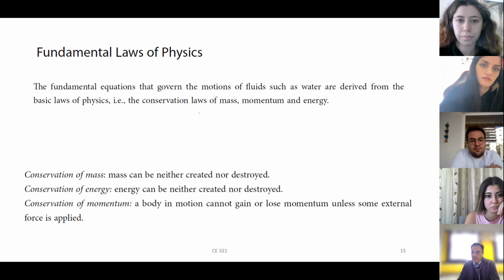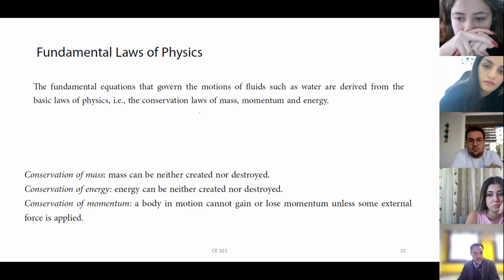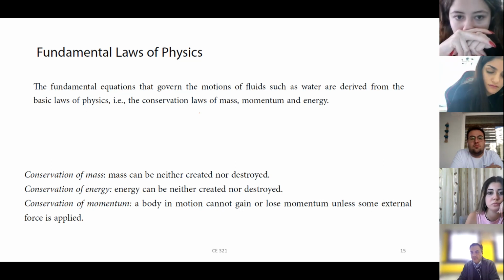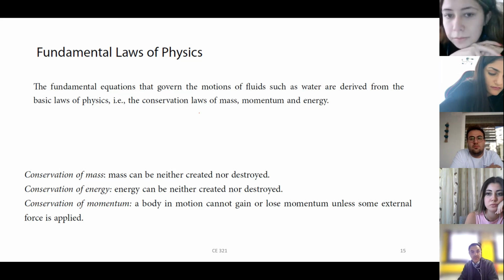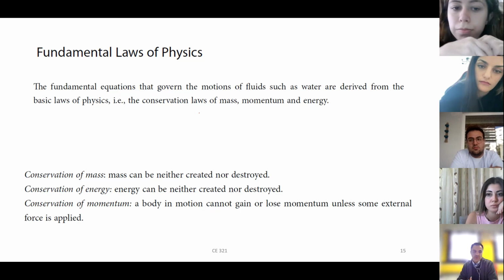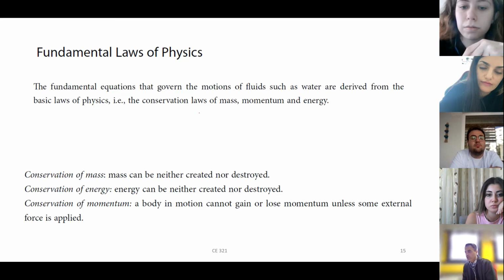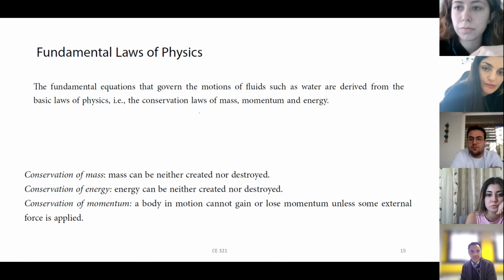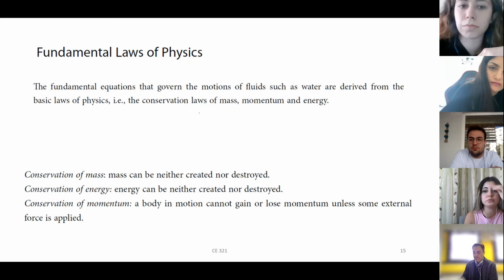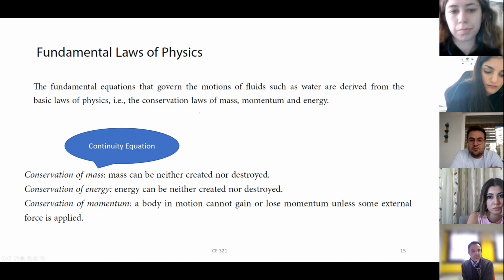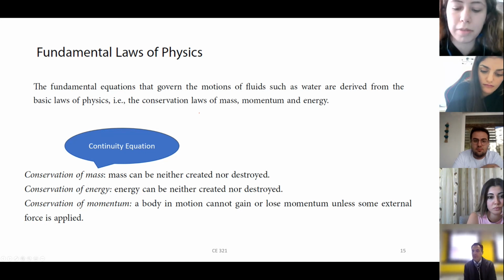Conservation of mass: mass can be neither created nor destroyed. We already said in hydrology this is called water balance, yes? Do you remember water balance, conservation of mass? This is the same as the continuity equation. Conservation of energy: energy can be neither created nor destroyed. Conservation of momentum: a body in motion cannot gain or lose momentum unless some external force is applied. Do you remember the definition of momentum? Momentum is mass times velocity.